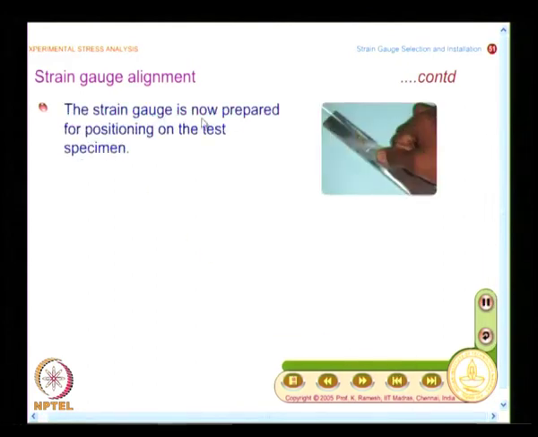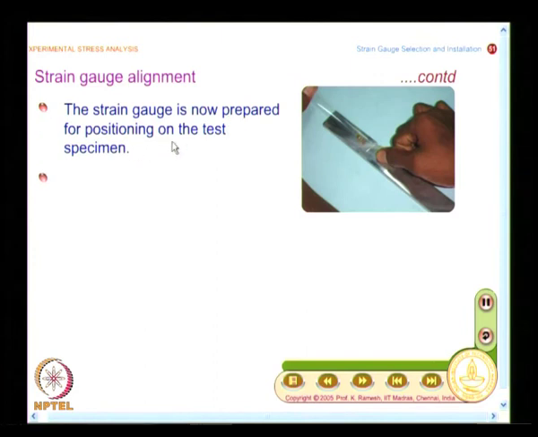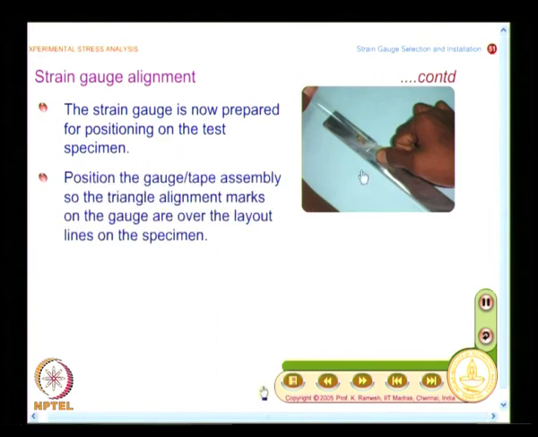The strain gauge is now prepared for positioning on the test specimen. So, you hold it like this and then position it. You position the gauge tape assembly, so that triangle alignment marks on the gauge are over the layout lines on the specimen. So, you ensure that you can do this back and forth until you are satisfied that the marks on the gauge pattern match with the layout lines.